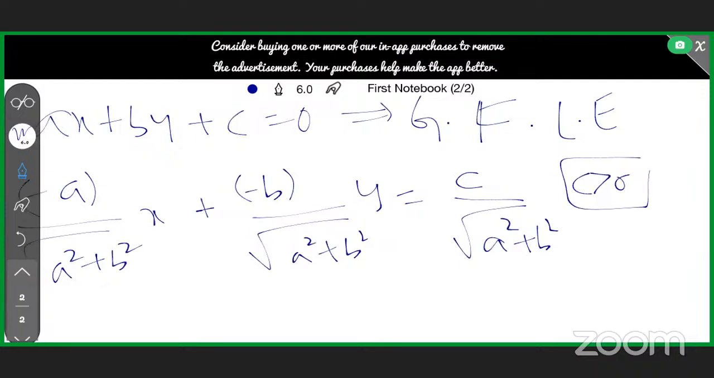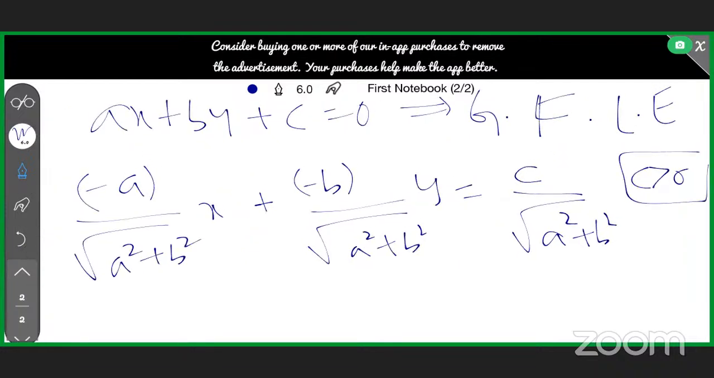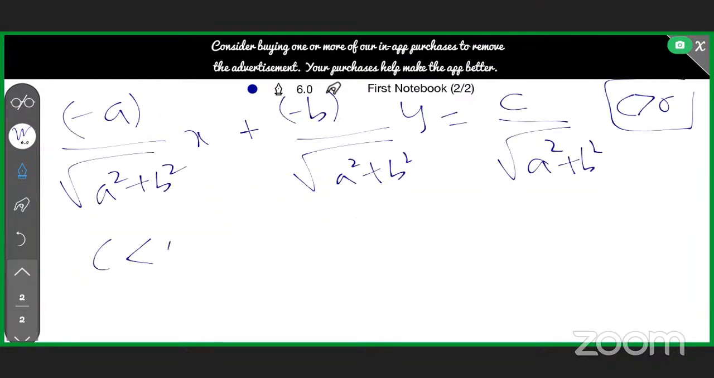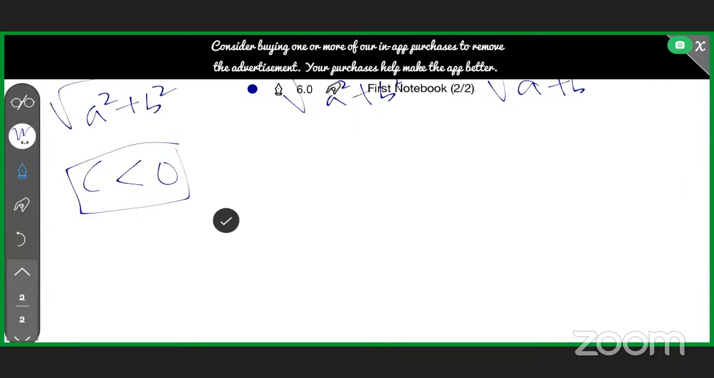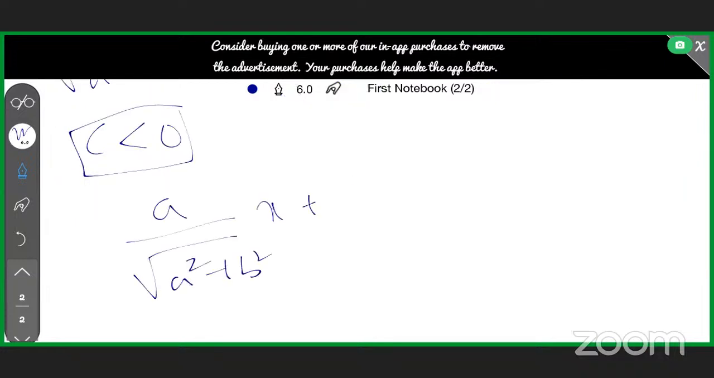In the general form, if my c is greater than 0, then the normal form of that equation is given by minus a by root of a square plus b square into x plus minus b by root of a square plus b square into y is equal to c by root of a square plus b square. What is the case when c is less than 0, that is, c value is negative? Then the equation will become a by root of a square plus b square into x plus b by root of a square plus b square into y is equal to minus c by root of a square plus b square.